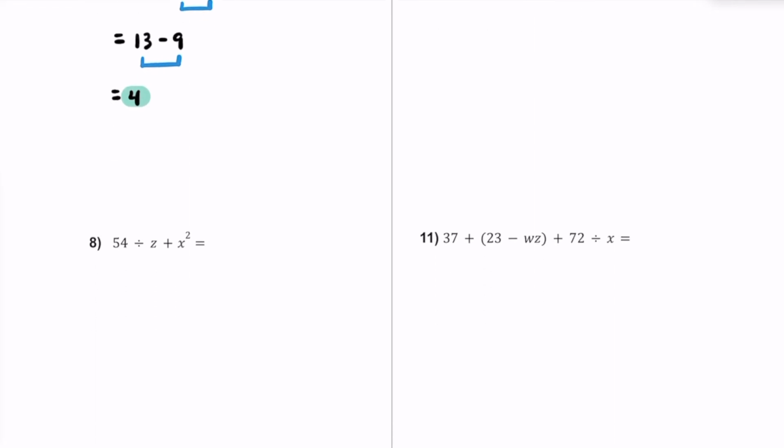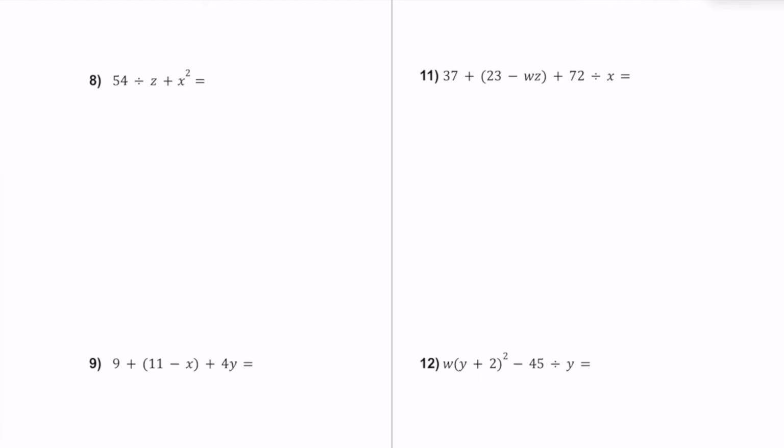All right, what about number 8? For number 8, we have 54 divided by z plus x to the second power. So substituting in first here, copy that 54, divided by, now z is equal to 6, let's go ahead and write 6. Plus, what's x equal to? Well, x is equal to 8, so let's go ahead and put this 8, substitute that in, and then raise that to the second power.